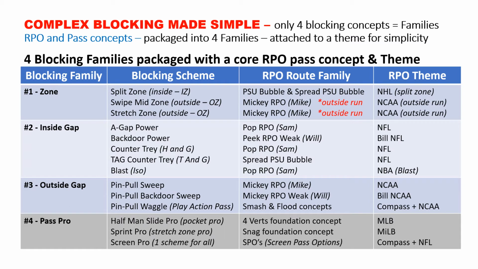All right, just a quick overview here of the 4 families. Again, we want to make complex simple. So we've got the zone family, inside gap, outside gap families. Now the 4th one is Pass Pro, and you'll see some overlapping of some of the schemes and techniques from the first 3.